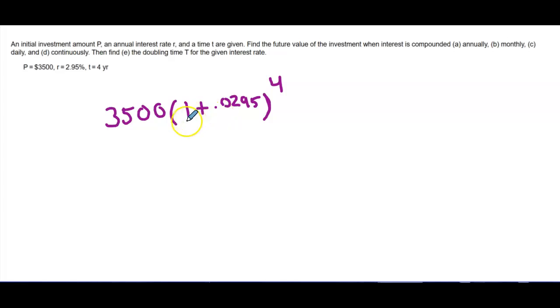Every year we grow it by 0.0295. This is 4 years, so we got 4 factors of this. This can be done in the calculator.